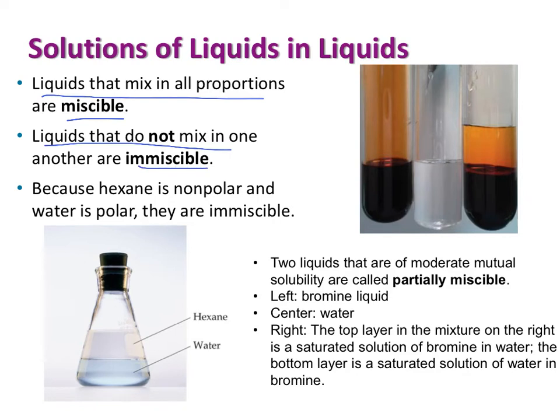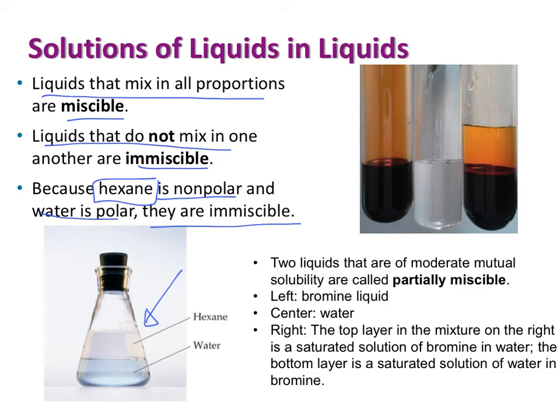For example, hexane is a solvent. It's nonpolar, while water, on the other hand, is polar. So we consider them immiscible. And you can see that they are immiscible whenever you add them together. Hexane will float on top. It'll be two different layers because they don't dissolve together.